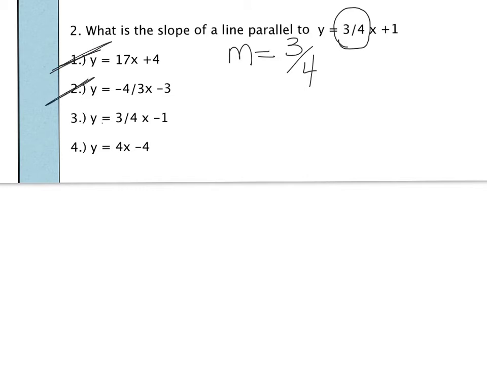Number 3, look at that. The slope is 3/4. We found our answer. And if we look at number 4, the slope is 4. Not right. So number 3 is right because it has the same slope. So the lines would be parallel.